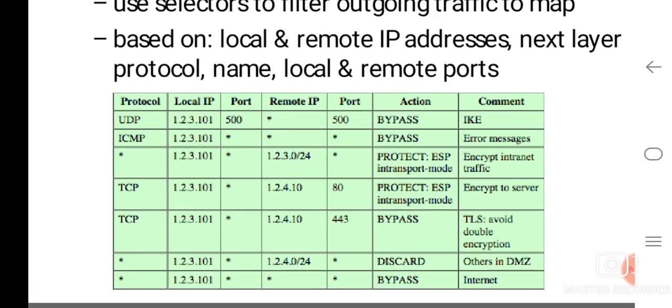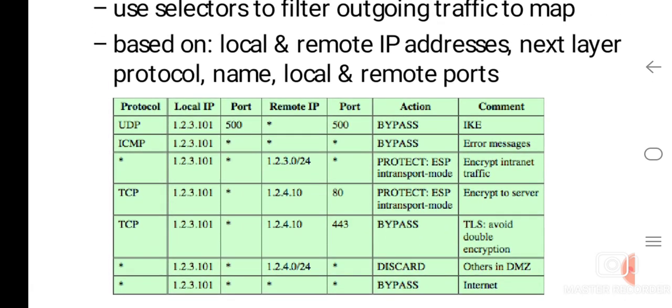See this diagram. It comprises protocol, local IP, port, remote IP, port, action, and comment details. For the UDP protocol, the local IP is 1.2.3.101, port 500. There is no remote IP. Port is 500. Action is bypass. Comment: IKE. For ICMP protocol, local IP is 1.2.3.101. There are no details about the remote IP or port. Action, bypass, comment, error messages.